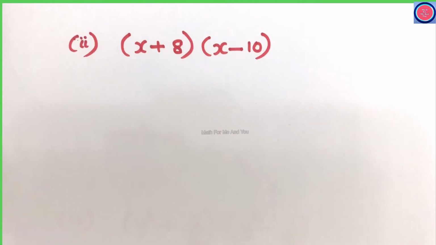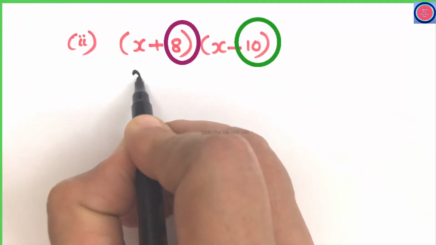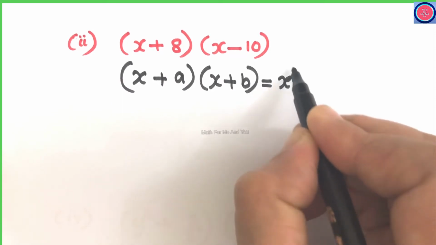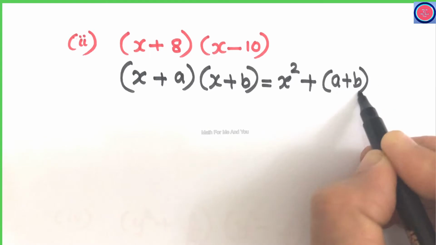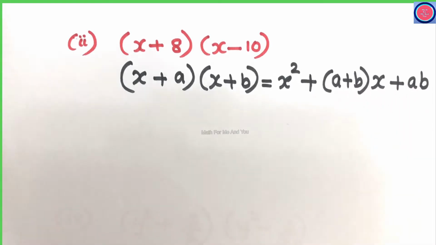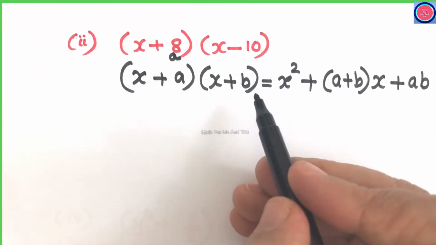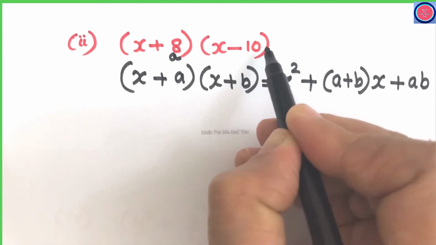Next, we have to find the value of x plus 8 into x minus 10. First terms are same but the second terms are different. Here also we will use the same identity x plus a into x plus b. The answer is x square plus a plus b into x plus ab. When we compare the identity with the question, in the identity it is x plus a, x plus b, but in the question it is x plus 8 and x minus 10. That means a is 8 but b is negative 10.